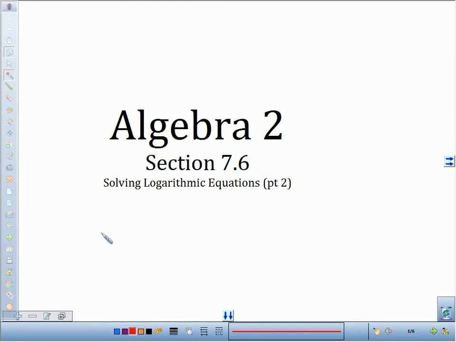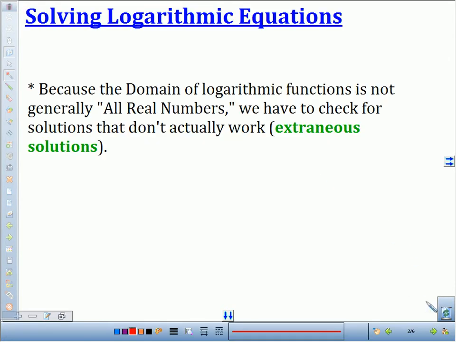Alright, these are the notes for Algebra 2, Section 7.6, actually the third part of our notes for 7.6, and it is the second part of solving logarithmic equations. Now, we kind of mentioned this in the last video, but because the domain of the logarithmic functions is usually not all real numbers, we have to check for any solutions that don't actually work, or extraneous solutions.